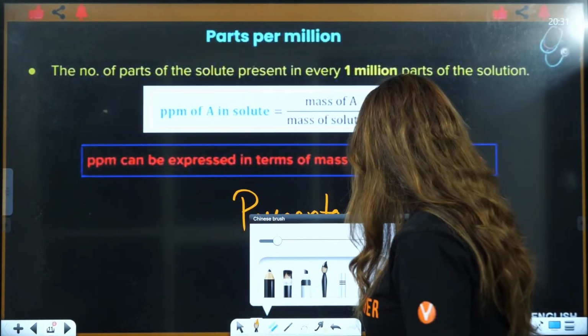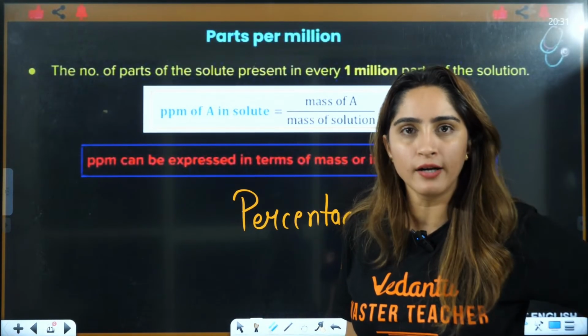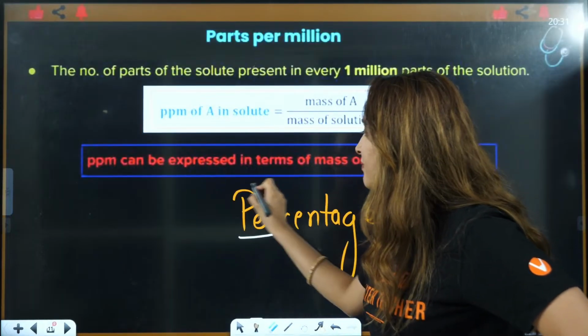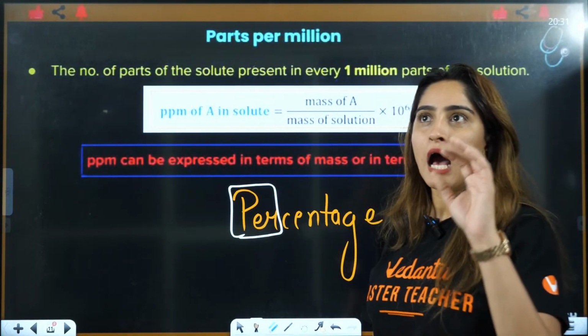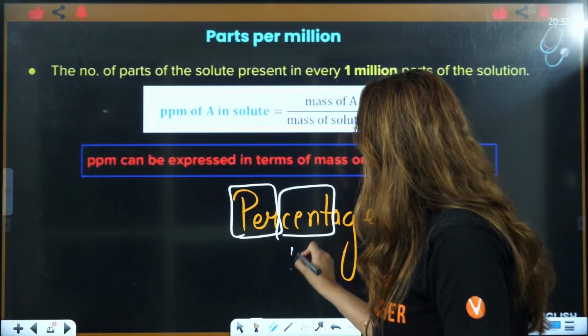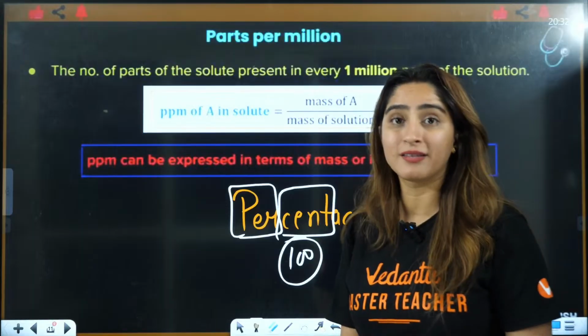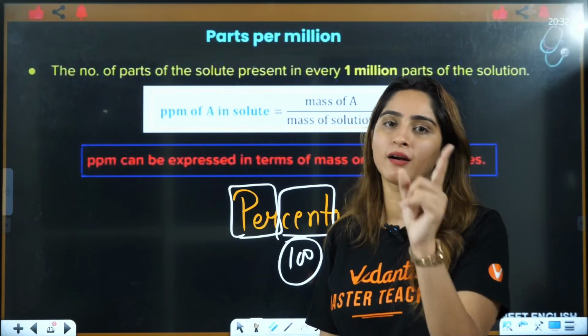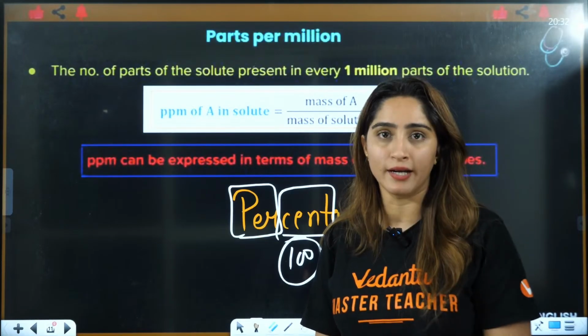Firstly, tell me why percentage is multiplied by 100? Because per means division, like in how much amount you are calculating. Cent means 100. That's why we multiply it by 100. That is the meaning of percentage.